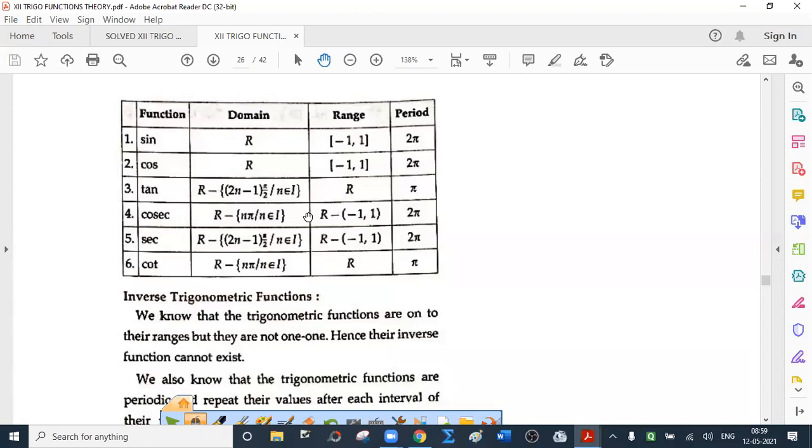Cosecant function: cosecant of which angle is defined? All real angles except integral multiples of pi. For the simple reason, what is sin 0? It is 0. So as sin 0 is 0, its reciprocal cosec 0 will not be defined, right? And what is the range of the cosec function? All real numbers except the open interval (-1, 1). Why open interval here? Because cosec theta can be 1, right? Sin 90 degrees is 1, so cosec 90 degrees is also 1, and the period is 2 pi. Similarly for the secant function and the cotangent function. So you have to remember this table.